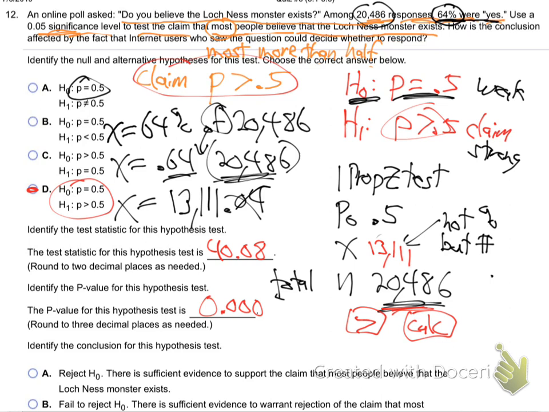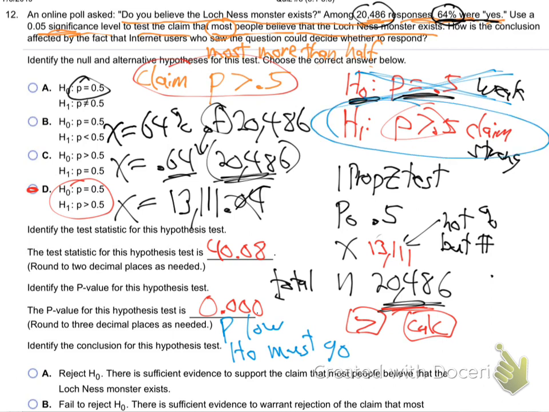All right, so now what does that mean? That is certainly a low p. P is low, so the null must go. So cross off the null hypothesis, keep the alternative, which means there's strong evidence to believe the claim that the proportion is greater than 0.5. More than half believe in the Loch Ness Monster. Can you believe that? More than half. Strong evidence. In this study, anyway, asking 20,000 people if they believe in the Loch Ness Monster, 64% said yes. That's a lot more than a half.